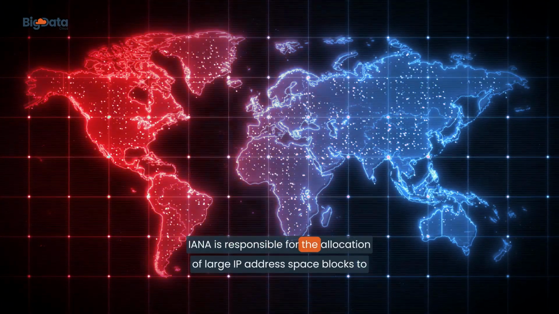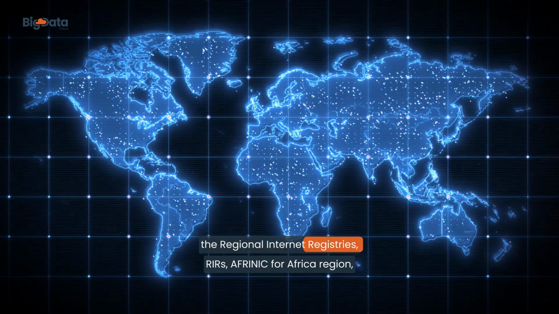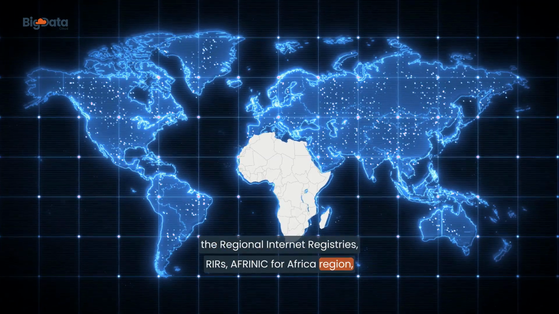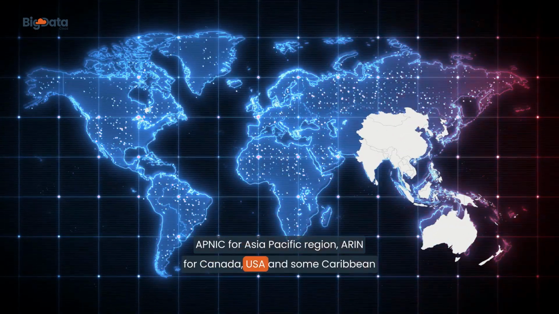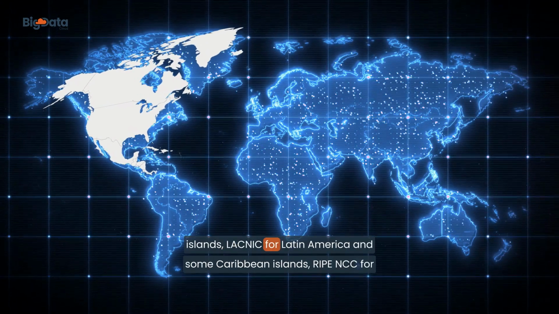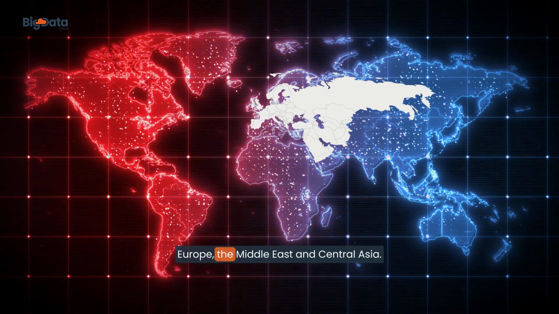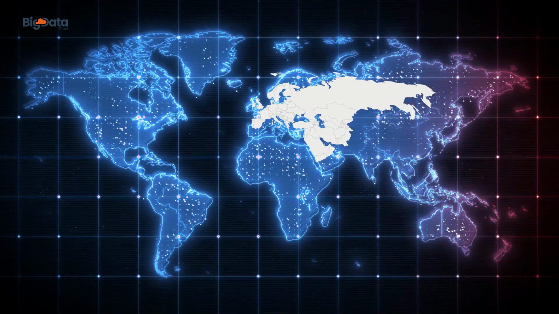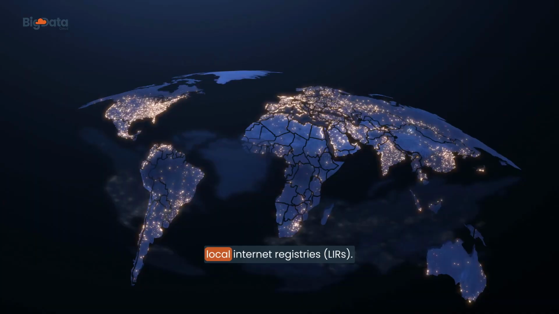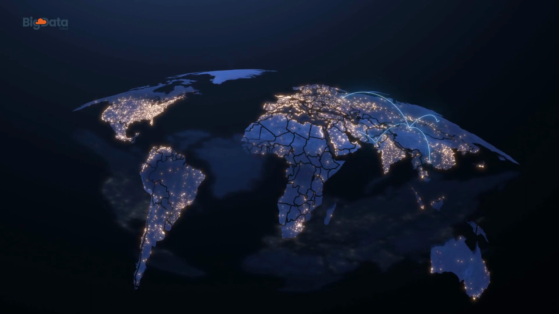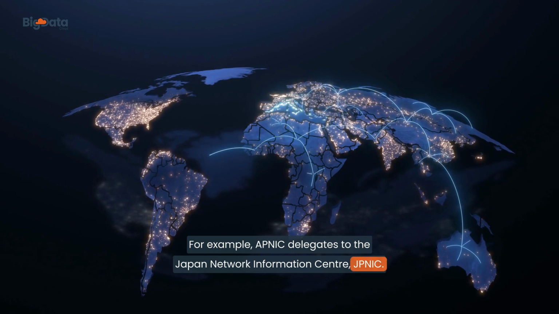IANA is responsible for the allocation of large IP address space blocks to the Regional Internet Registries, RIRs: AFRINIC for the Africa region, APNIC for the Asia Pacific region, ARIN for Canada, USA, and some Caribbean islands, LACNIC for Latin America and some Caribbean islands, RIPE NCC for Europe, the Middle East, and Central Asia. RIRs in turn delegate a portion of their allocated address space to local internet registries, LIRs. For example, APNIC delegates to the Japan Network Information Center, JPNIC.